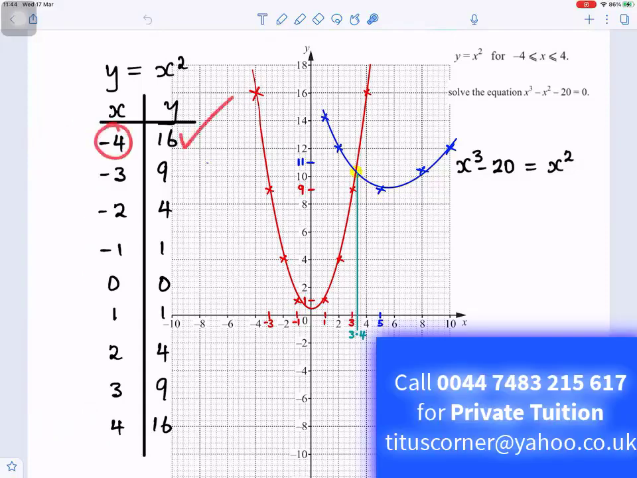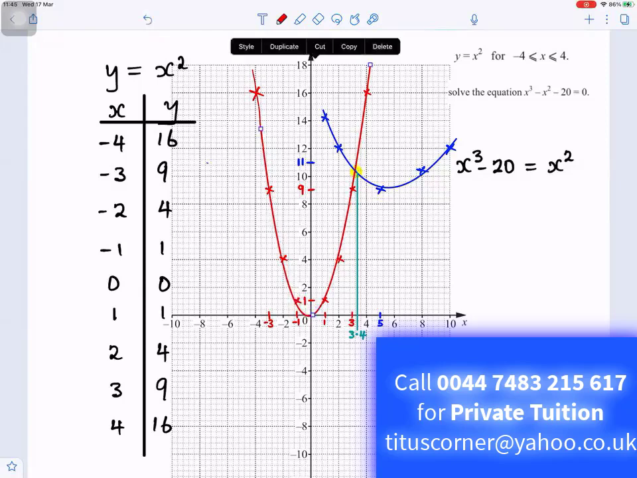-4 times -4 is 16. -3 times -3 is 9. -2 squared is 4. 0 squared is 0, and so on. You get the table and you plot the values. -4, so you go -4 and up to 16 is that point there. -4, 16. -3, 9. -2, 4. It should go down to (0, 0) there, not hanging up in the air. So we change this one. This one should go down to (0, 0). Can you see that there? And then (1, 1), (2, 4), (3, 9), and (4, 16).